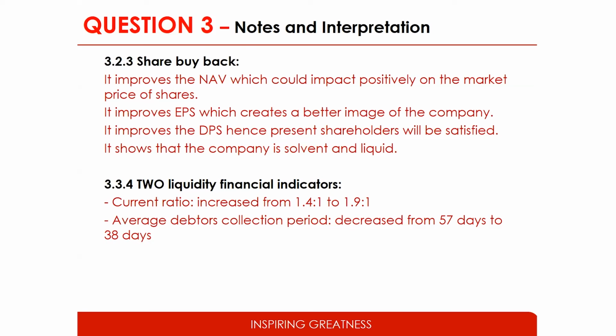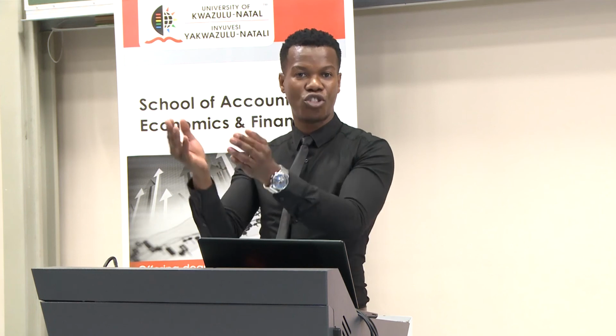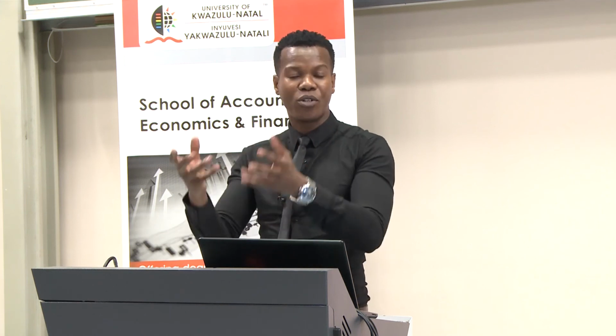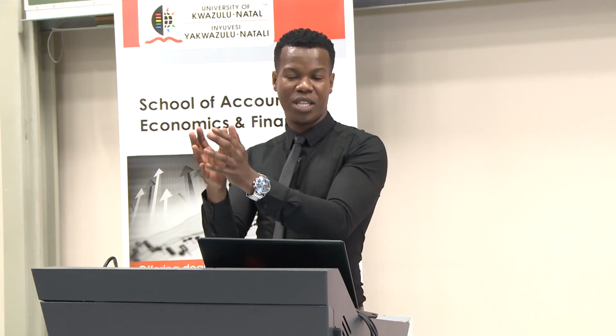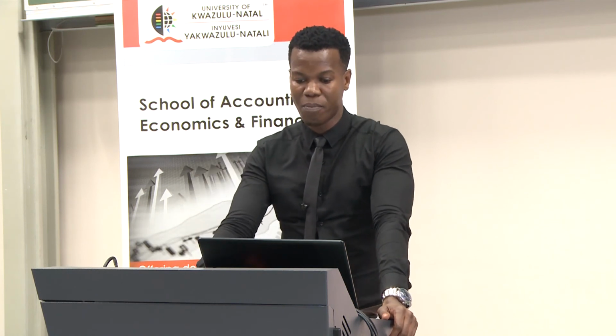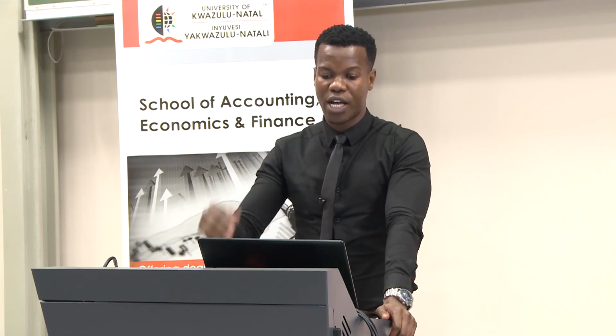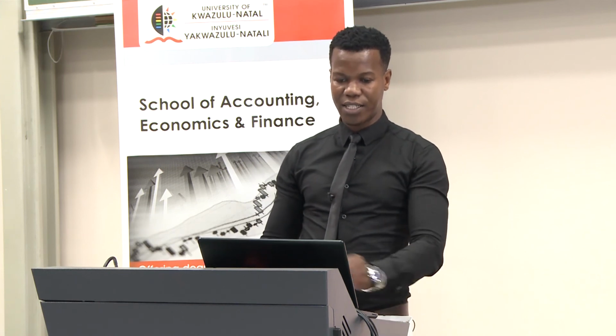Now what that says is, if I extend credit or sell my goods on credit, businesses want to collect in a relatively shorter period of time because they need that money. You're sitting with that money, they want it back. So if they can decrease the collection period, it is very, very good for the business. So those are the two liquidity indicators.